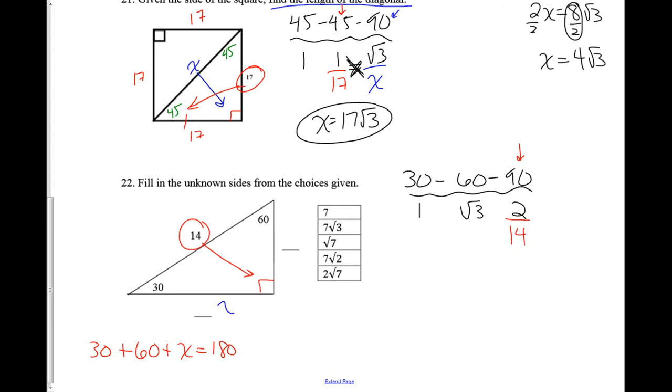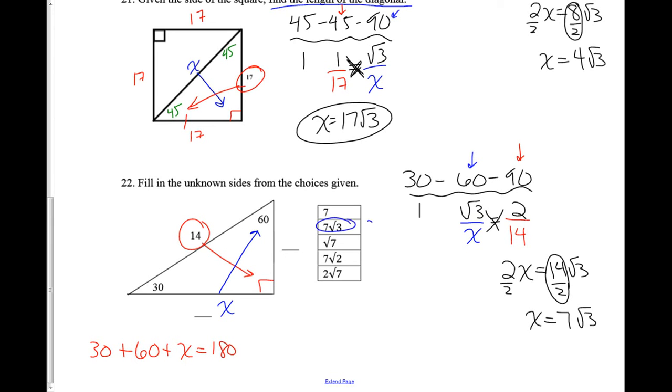Next, I'm going to pick a side that I'm going to call x. X is across from the 60, so under the 60, I place my x. I set these two fractions equal, and I get 2x is equal to 14 times the square root of 3. From here, I divide both sides by 2, and I get x is equal to 14 divided by 2, which is 7 times the square root of 3. So I go to my answer bank, and I find 7 times the square root of 3. That's my x. I'm going to place that on this side of the triangle.